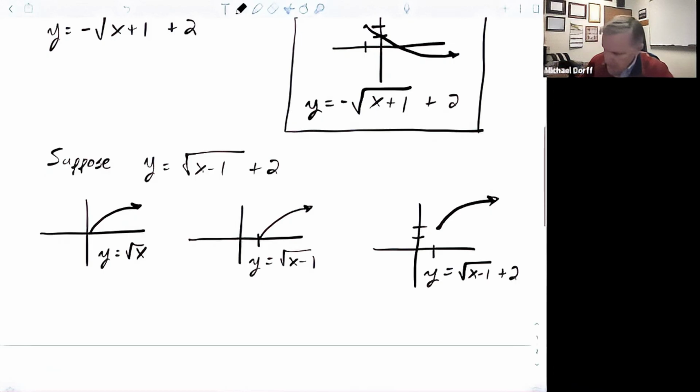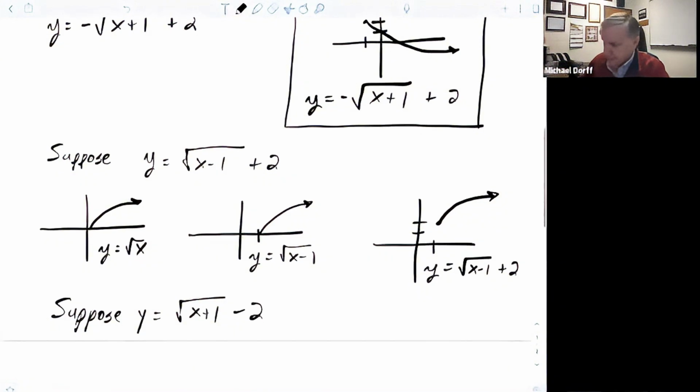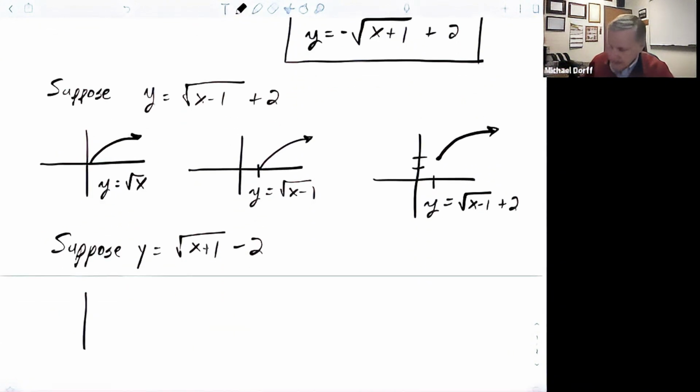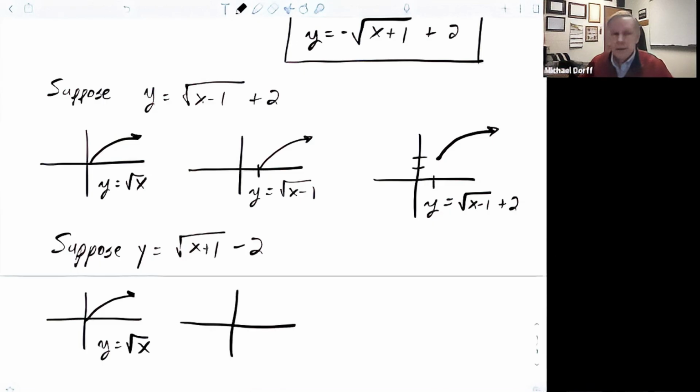All right. What about if we had, suppose, y equals square root of x plus 1 minus 2. So again, I start with my original y equals square root of x. Now, what's closest to the x? It's a plus 1. Because it's a plus 1, that means I'm going to move it to the left 1 space. So there, again, is my y equals square root of x plus 1.